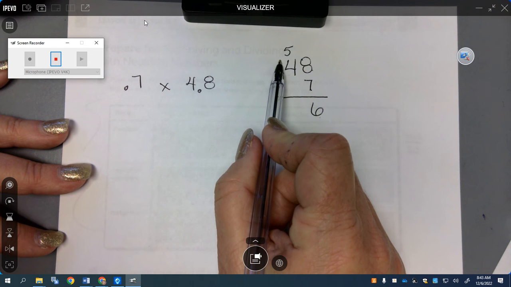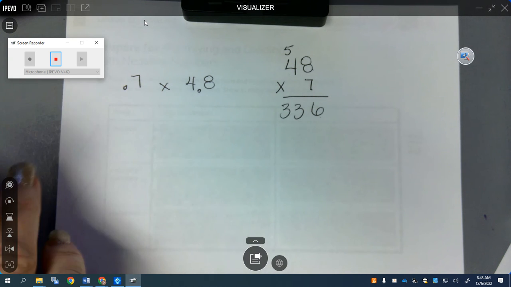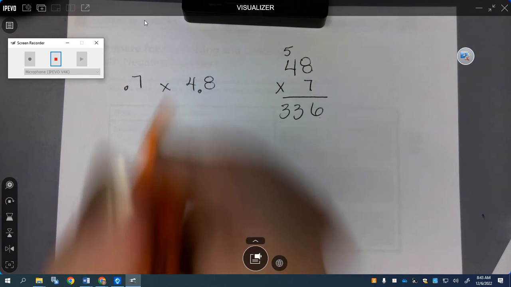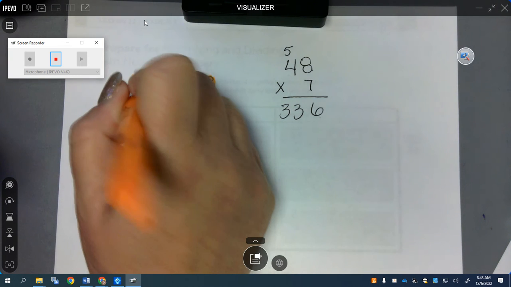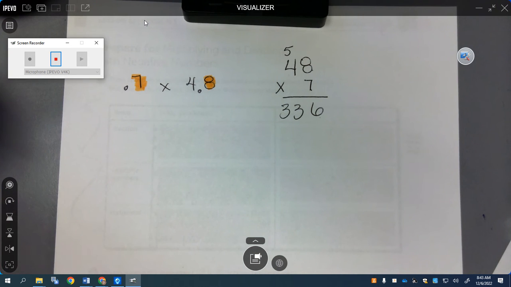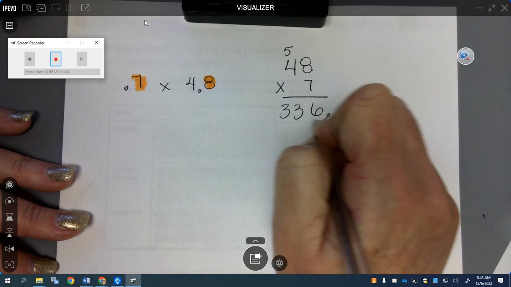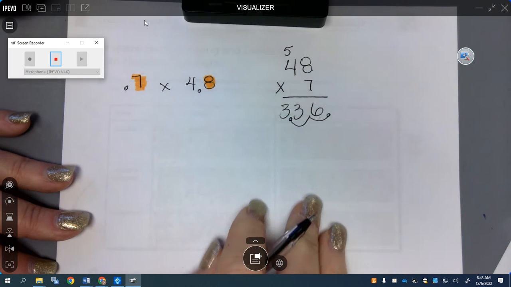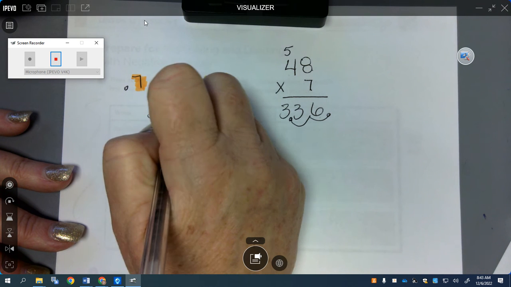33. Okay, now I go back and ask, how many numbers are to the right of the decimal? I have 1 there and 1 there. So I have a total of 2. So my decimal point is located right there. I move it over 2 times. So the answer to 7/10 times 4 and 8/10 is 3 and 36/100.